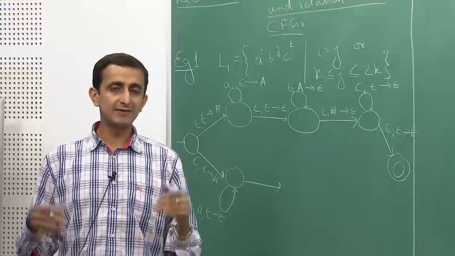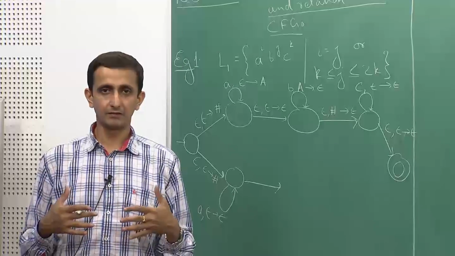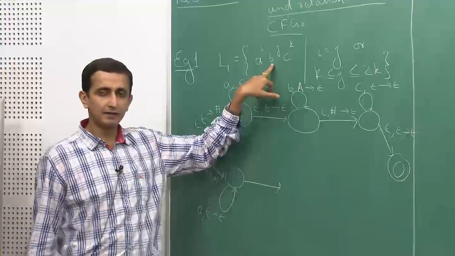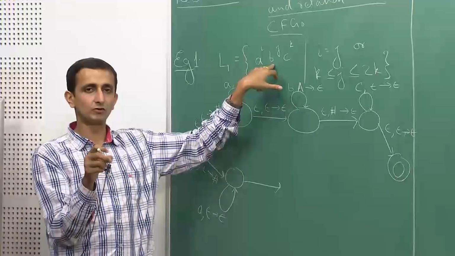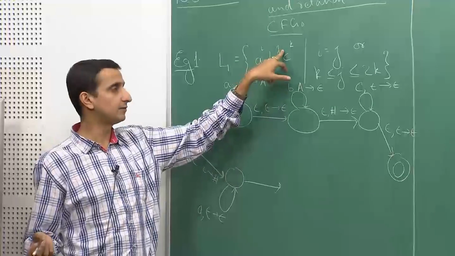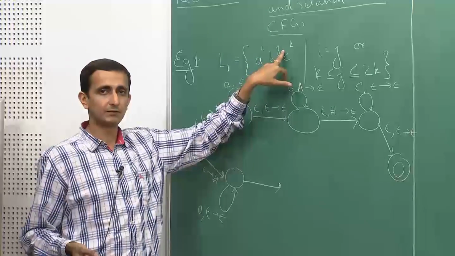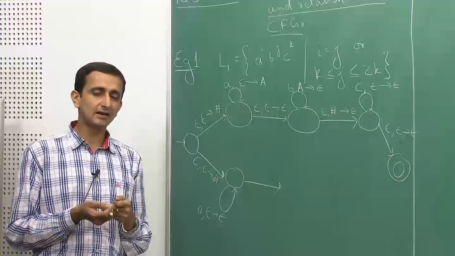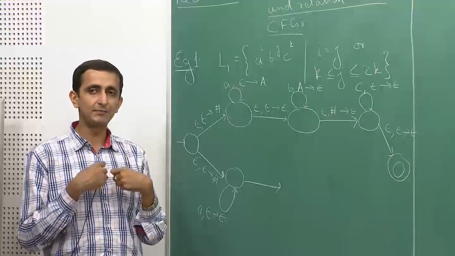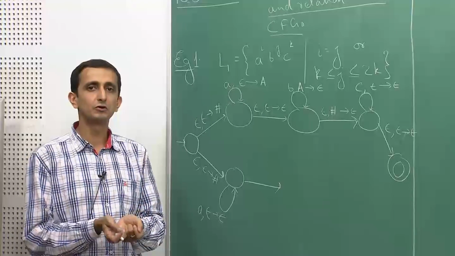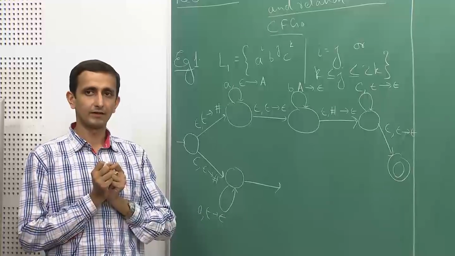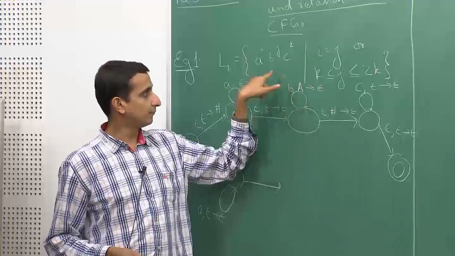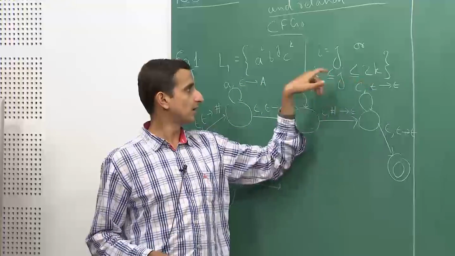So, the idea is we will again use non-determinism over here. What we will do is that every time I encounter a b, I will push a symbol onto the stack. So, we have j symbols on the stack, because that is the number of b's. Now, when I encounter a c, either I will pop out a single b or I will pop out 2 b's.